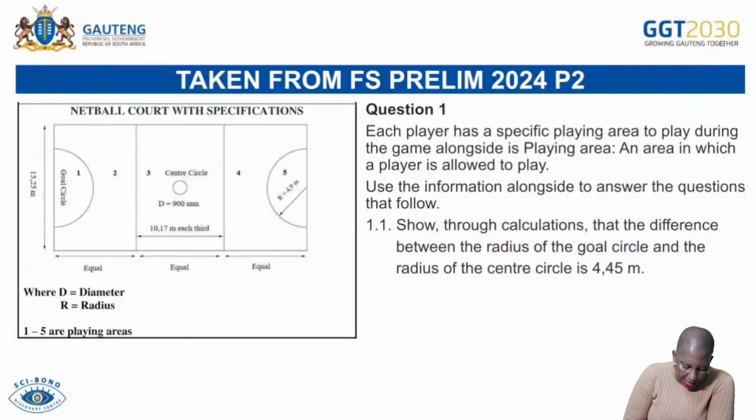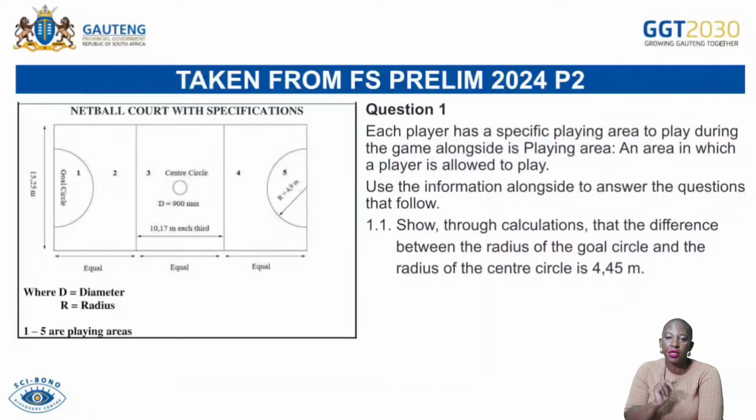Alongside is playing area A. Here, this entire shape here, it is our playing area. And then an area in which a player is allowed to play. So now when you check, it's a netball court with specifications. So they have given us the specifications to say, now when you are playing here, who's supposed to play from goal circle 1, 2, 3, 4, 5. So it is indicated there on your diagram. Now it says use the information alongside to answer the questions that follow.